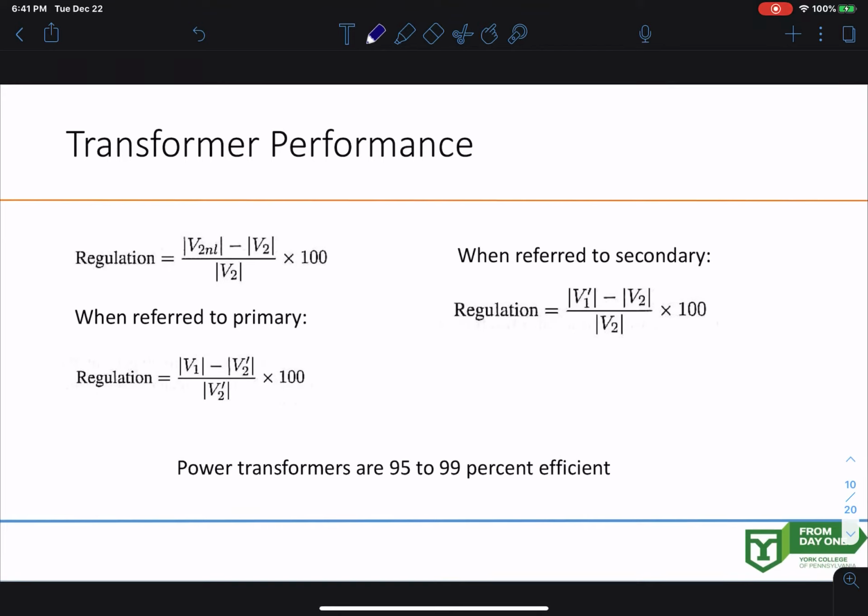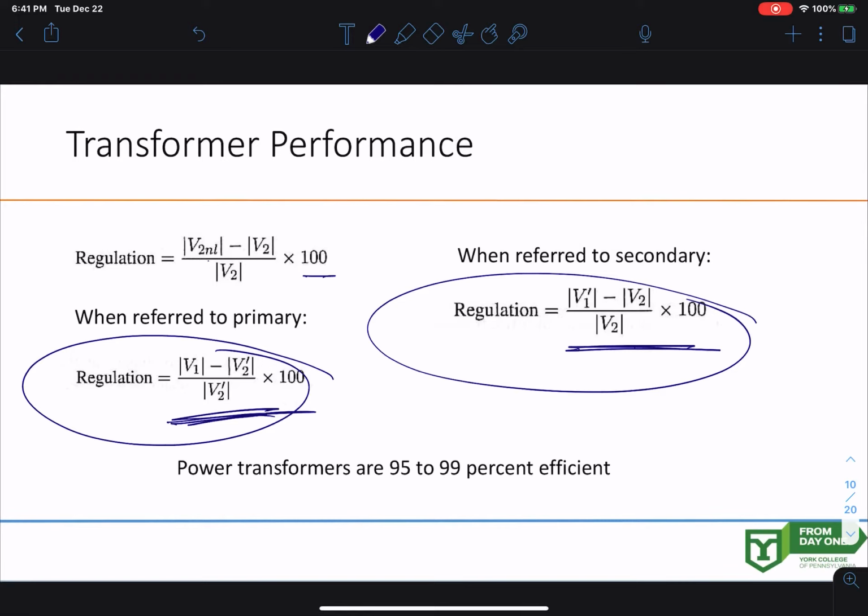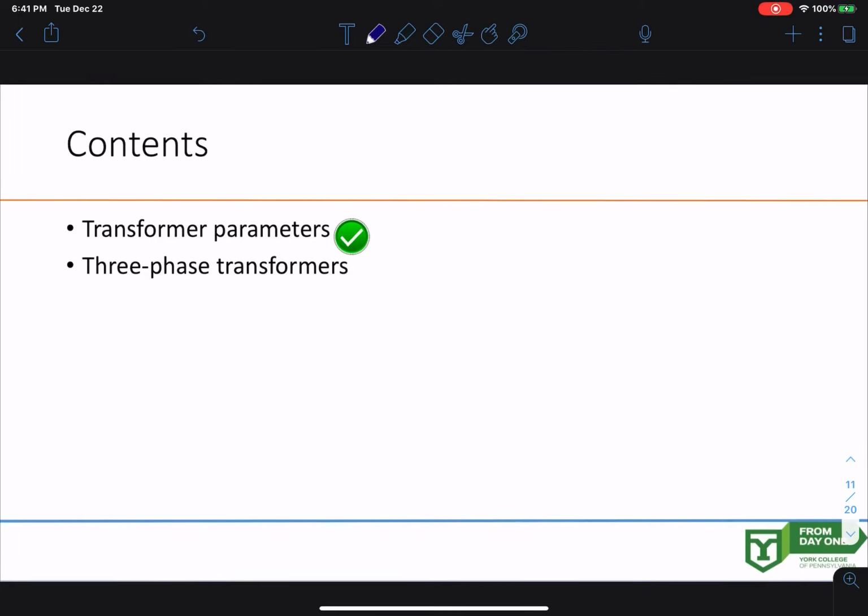And regulation, again, you have seen that regulation could be measured on the secondary side. If you refer everything to the secondary side, it is no load voltage minus rated voltage divided by rated voltage times 100%. And if you refer to the primary, you can use that also, or you can use this equation. Either refer to the primary or refer to the secondary, you can use this equation as we discussed in the previous lectures. All right, that's for the transformer parameters.